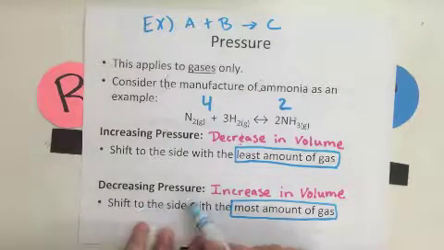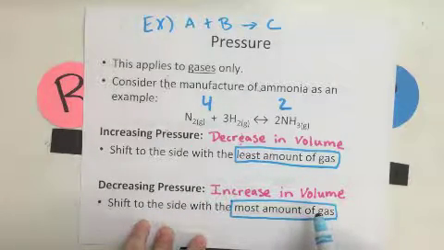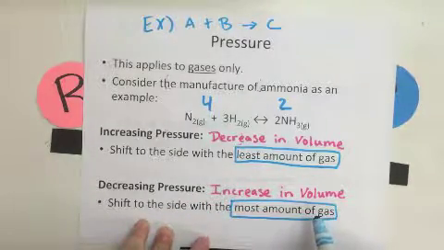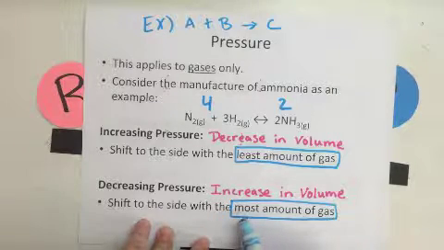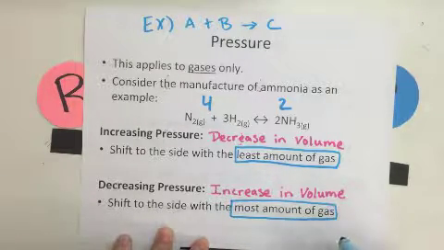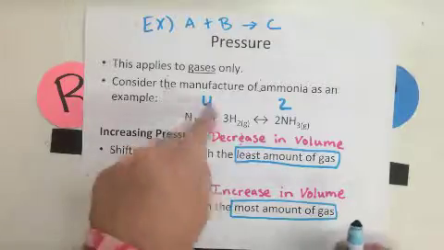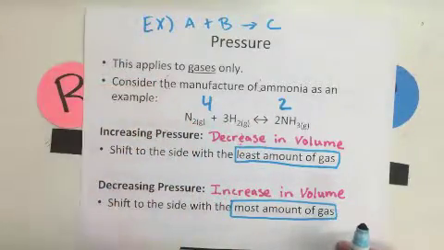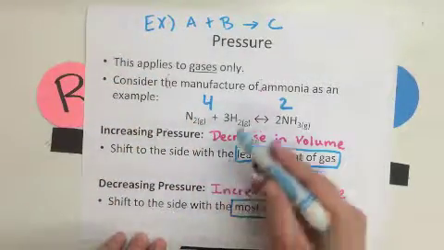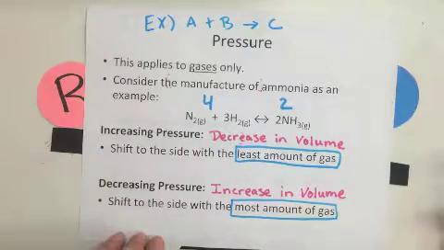You have to remember that a decrease in pressure means you have an increase in volume, which means you have a lot of space for these gases to go. So you're going to go to the side with the most gas. This time, you look at your coefficients. The left has the most, so you're going to shift to the left in this example.